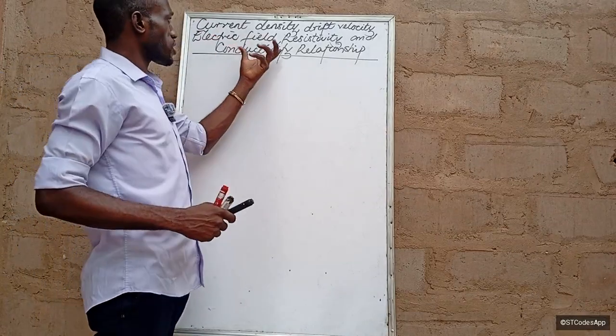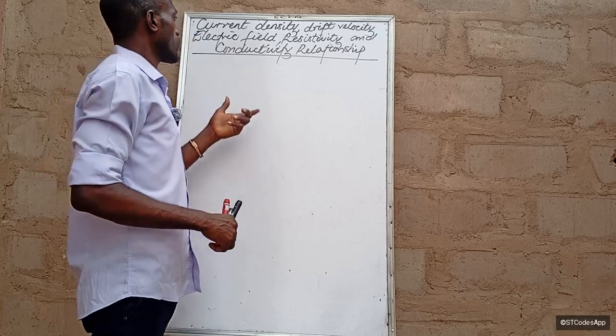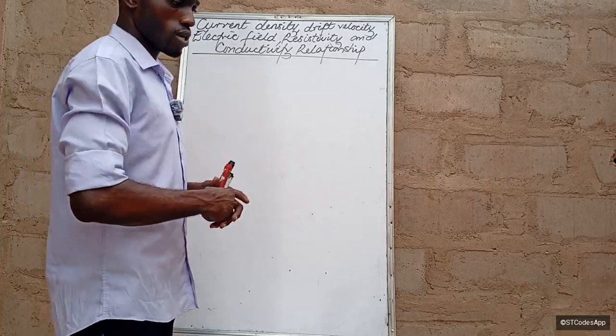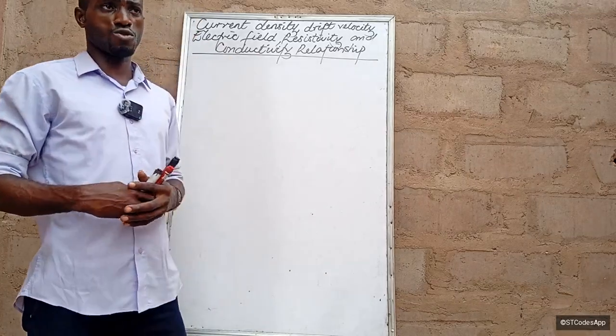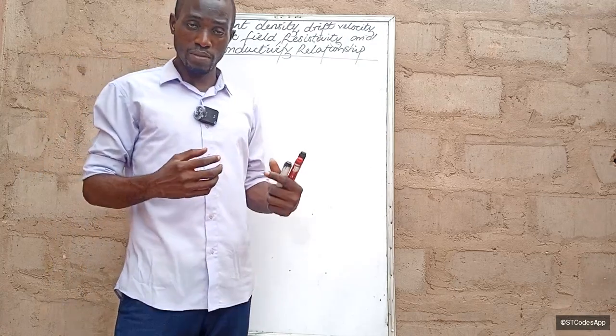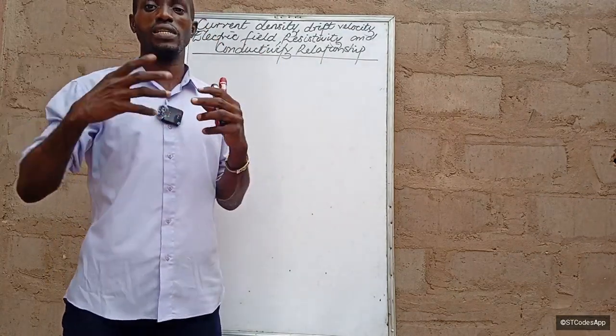Now, today we are going to be talking about current density, drift velocity, electric field, resistivity, and conductivity relationship. So, what I plan to do in this video is to relate all of these concepts together, both mathematically and contextually, so that you can understand what they really mean.